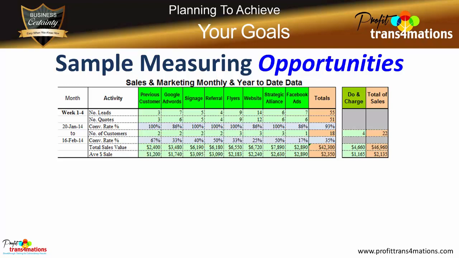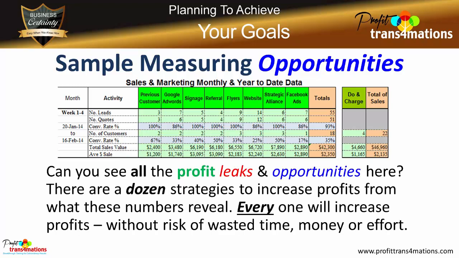If you take a look at this, what you're seeing here is a screenshot of one of the measuring tools that we give business owners. And what it's showing is the leads that are coming in and the sales that are coming in from various different lead sources. All those combined to give you a total, and included in that are do and charge jobs, which is where the price is given after the work has been carried out. To give a total sales for this business of 22 sales for the month, it's generated $46,960.